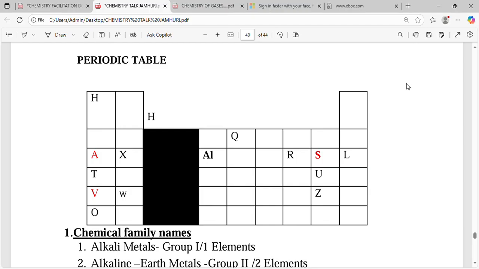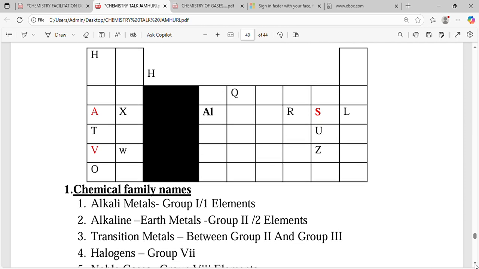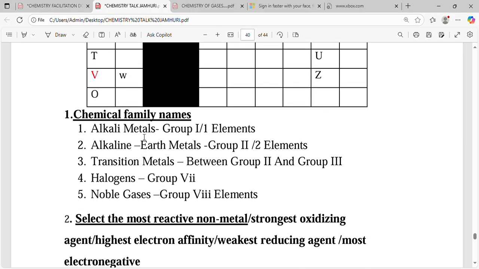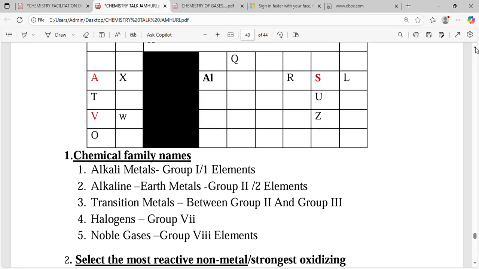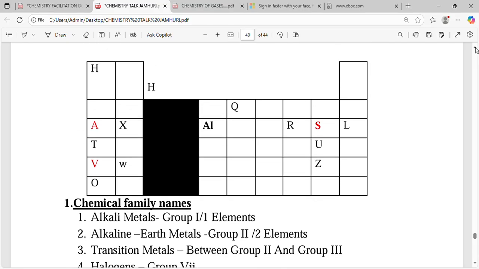Number one, chemical family names. So they set chemical family names. There are always 5 chemical families in the periodic table. Number one, alkali metals. Alkali metals are group 1 elements. So you give your answer in plural. Group 1 elements are alkali metals.